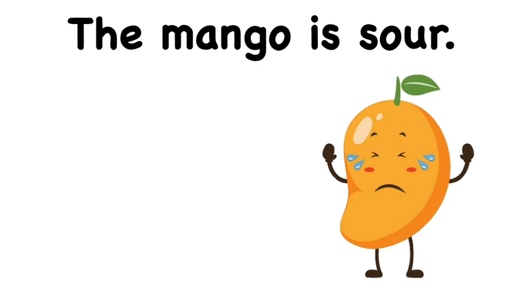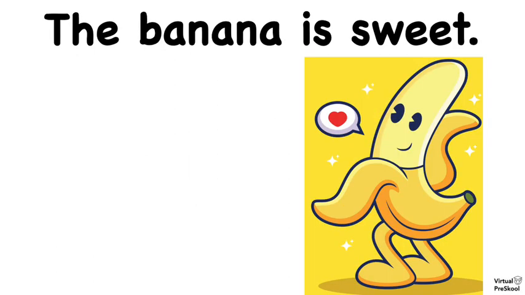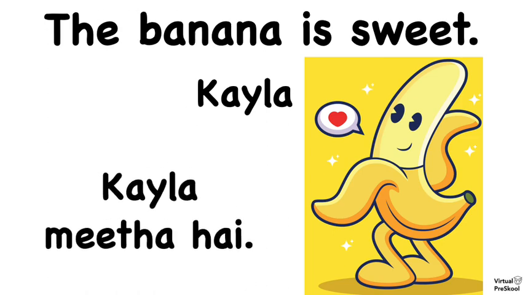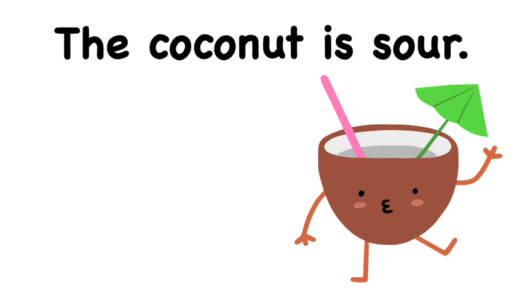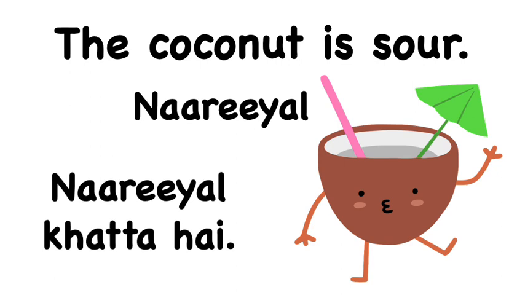The mango is sour. And in case you forgot, mango is aam. So what would the sentence be? Aam khatta hai. The banana is sweet. And one more time in case you forgot, banana is kela. So what would the sentence be? Kela meetha hai. The coconut is sour. And in case you forgot, coconut is nariyal. So what would the sentence be? Nariyal khatta hai.